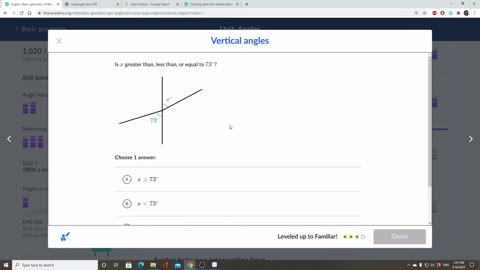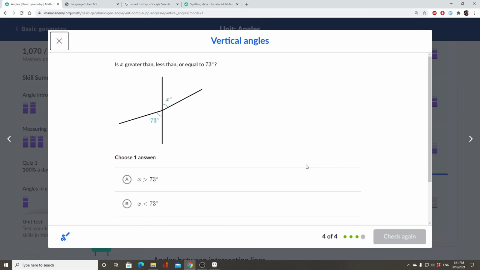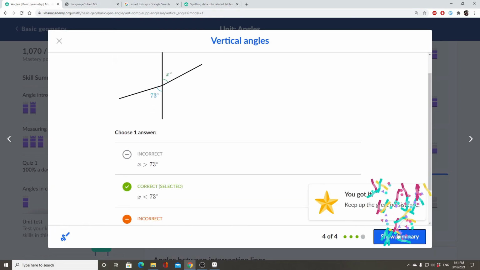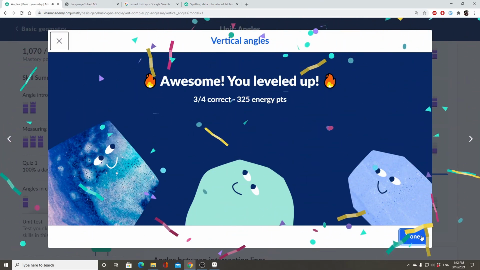Is x greater than or less than 73? Well, just looking at it, it seems to be about the same. No, but it's not. Yeah, see, so you actually have to do some calculations here. I'm going to say less than, though. Yeah, looks slightly smaller, but almost imperceptibly, to me anyway. I don't know, maybe you're seeing this and you think, oh, it's so obvious.